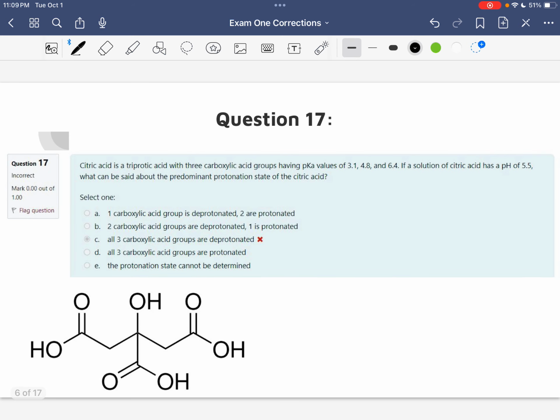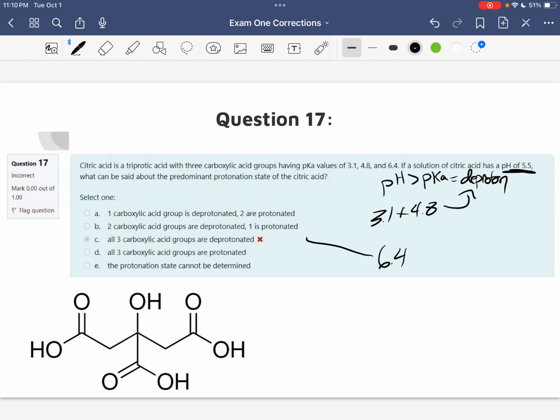Right here for number 17, I got tripped up on the pH rule. I couldn't remember if it was the pH being lower or higher than the pKa that affected the protonation, but if pH is higher than the pKa, it's going to be deprotonated. And so the 3.1 and 4.8 are going to be deprotonated, whereas the 6.4 is going to be protonated. So the correct answer should be B.